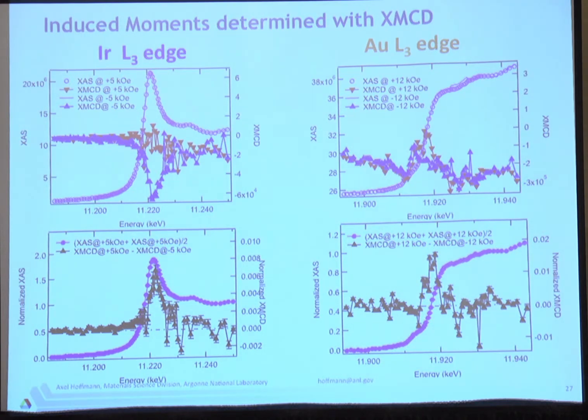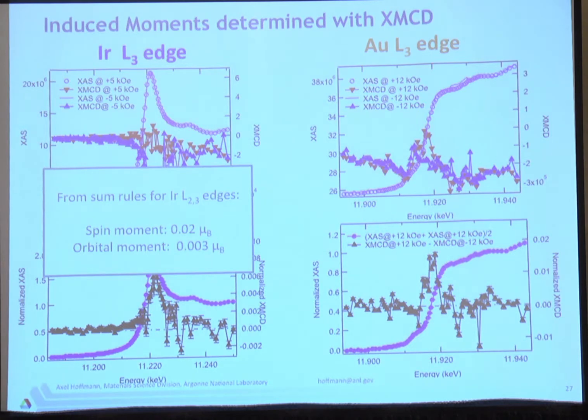Another question that we were interested in is, do induced moments play any role in any of this? And I think that's important information for some of the theorists who want to understand things. And so we did some X-ray circular dichroism. Here for the samples of iridium, here with the samples of gold. We see in both cases actually a small magnetic moment. We can quantify it for the iridium. There we have enough data to apply some sum rules. We get a spin moment of 1.02 micro-Bohr magnetons, and an orbital moment that's an order of magnitude smaller.